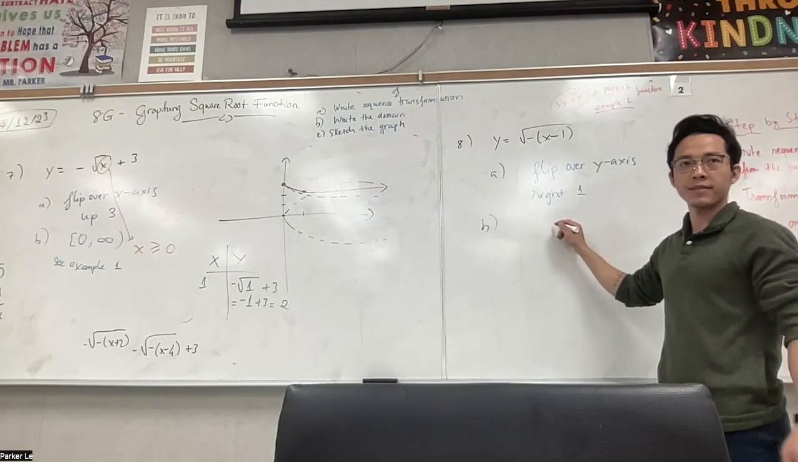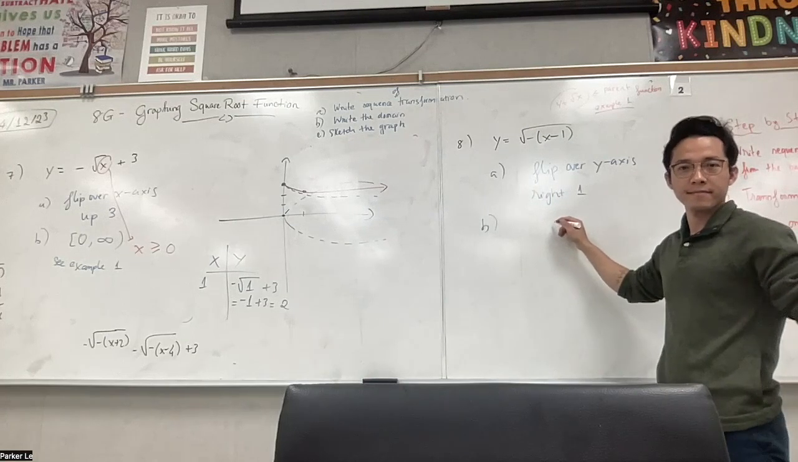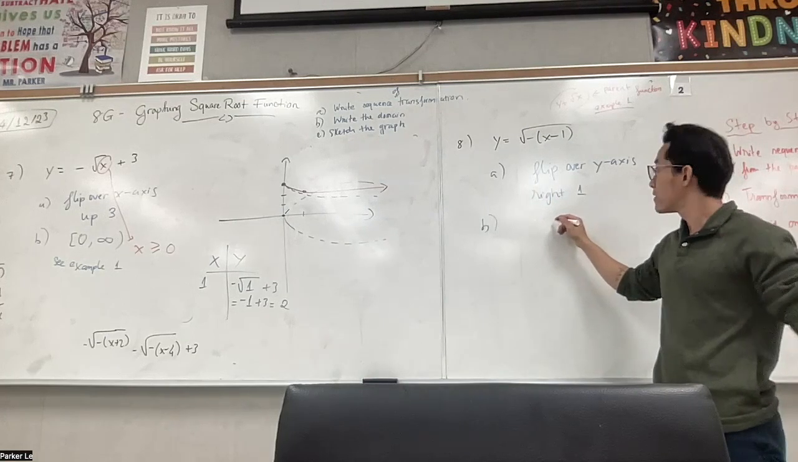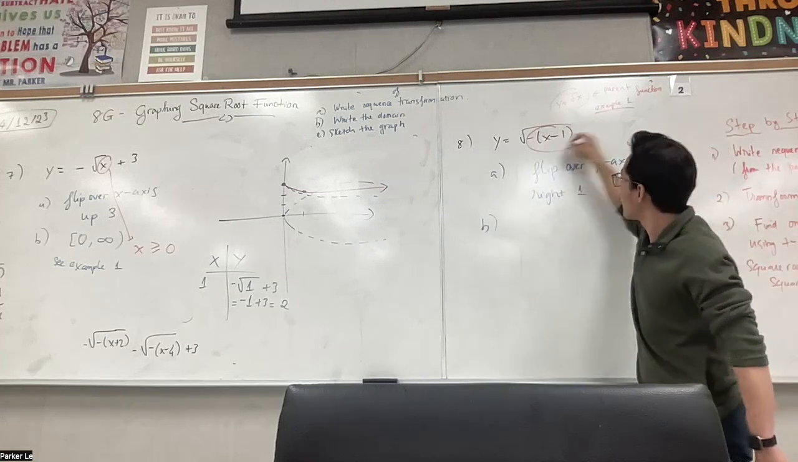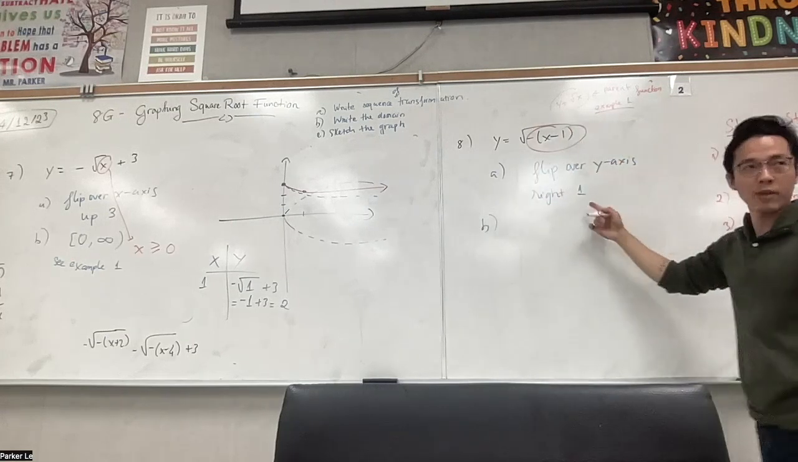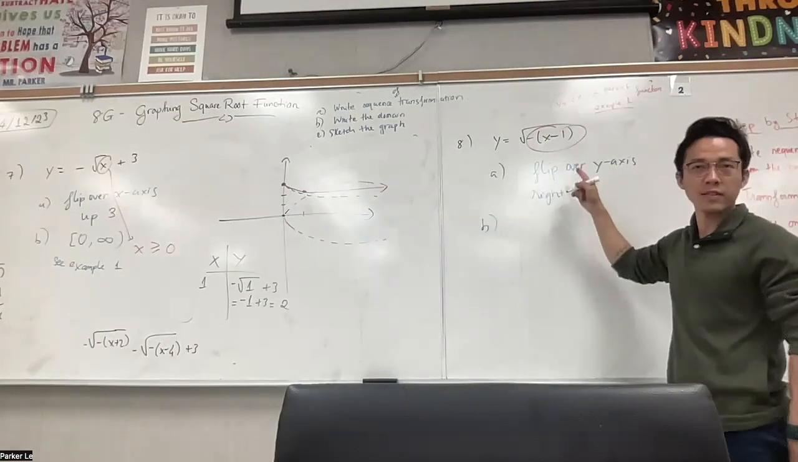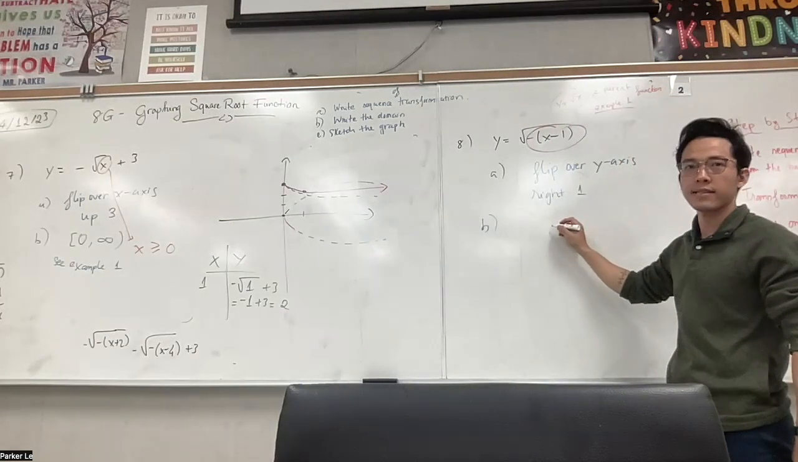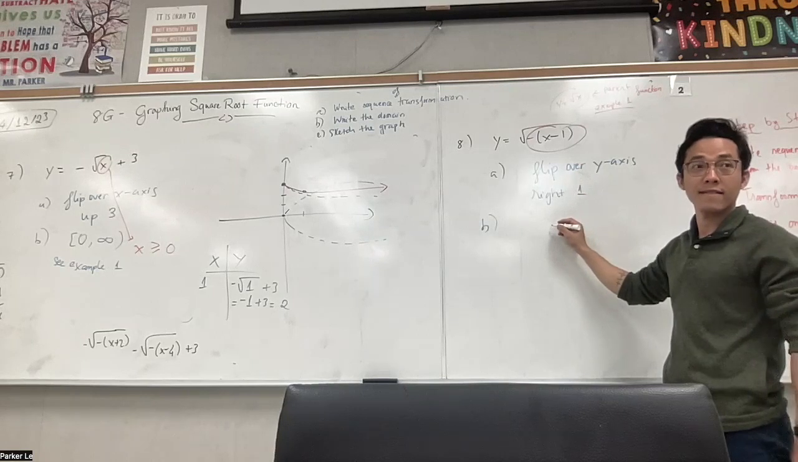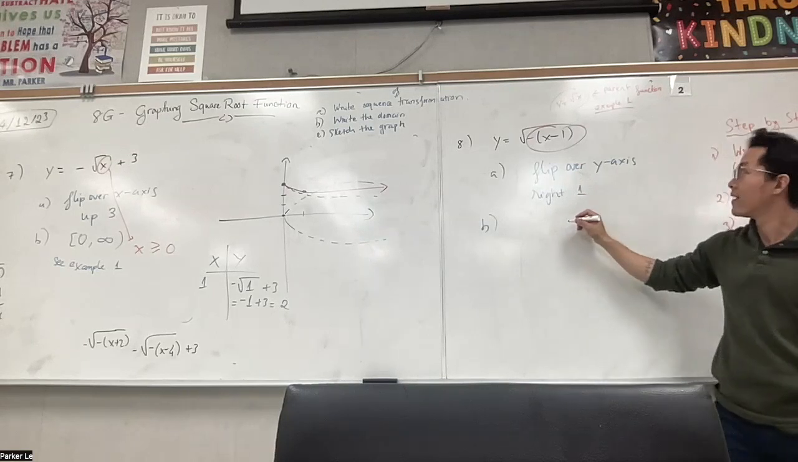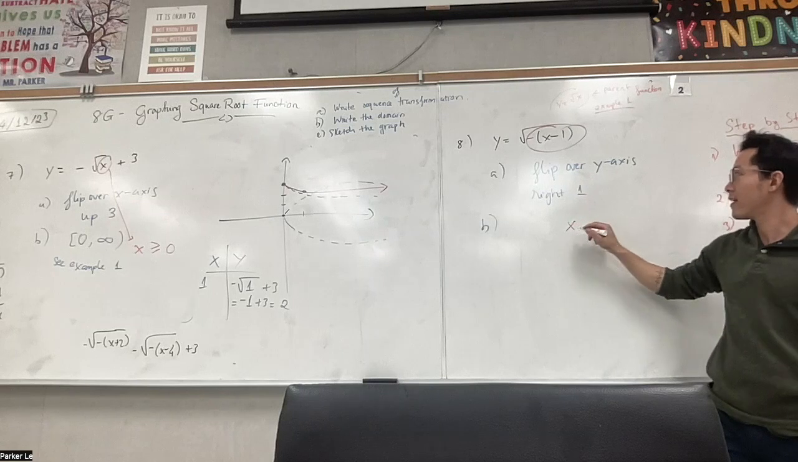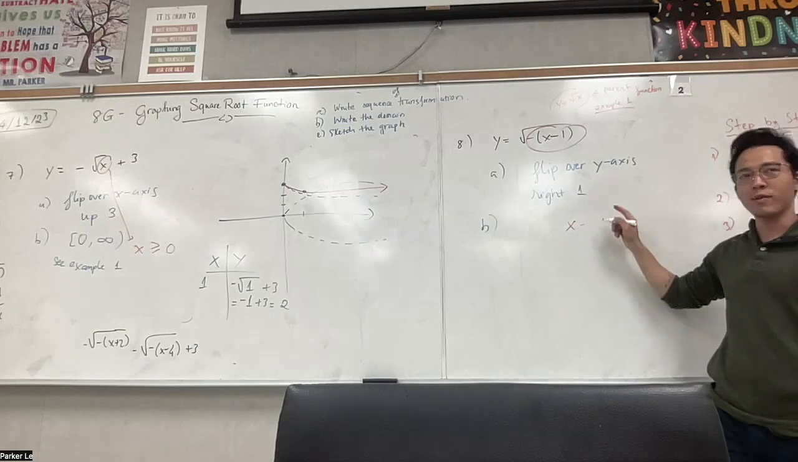Who wants to volunteer? 1 point. Tell me what you write. Inside square root needs to be larger than or equal to 0, right? So just what should I write? Possibly less. So tell me what you write.